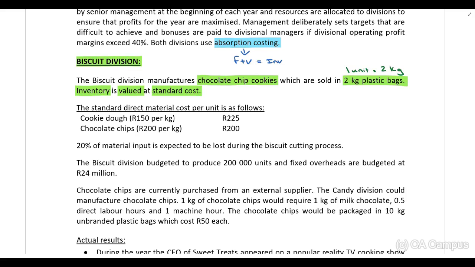As an alternative, instead of valuing inventory at actual cost, they can value inventory at standard cost. However, there is a requirement that if they choose to value inventory at standard cost, the standards must approximate actuals. So obviously you can't be using old, outdated standards to value your inventory. You need to make sure that the standards are updated in light of current information so that the standard cost that you are valuing the inventory at approximates the actual cost.